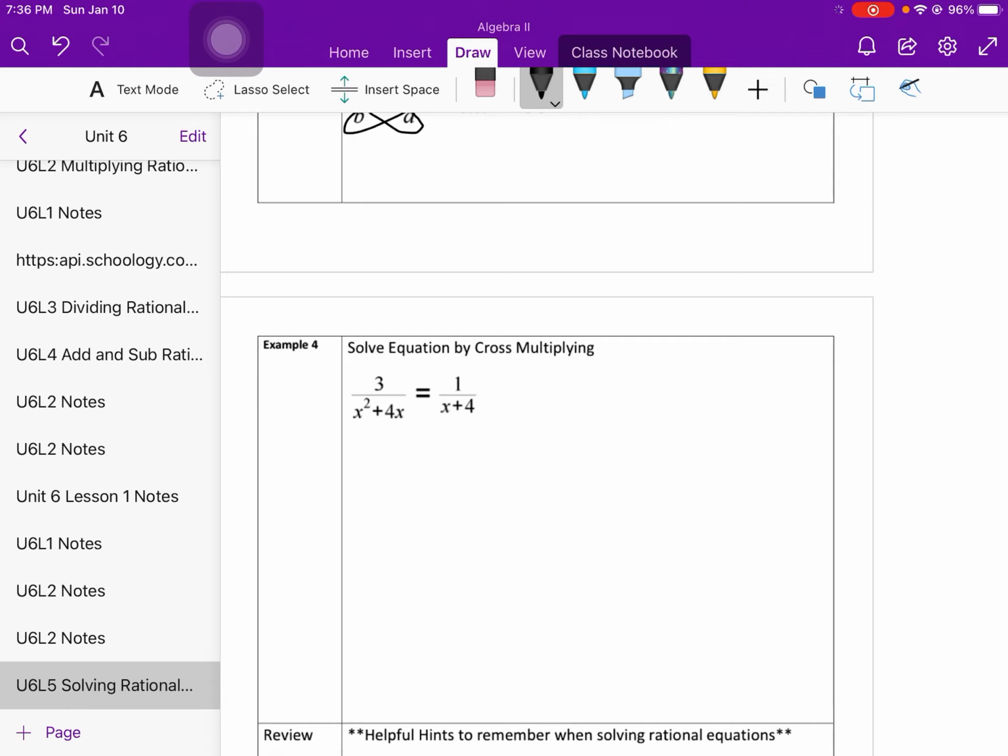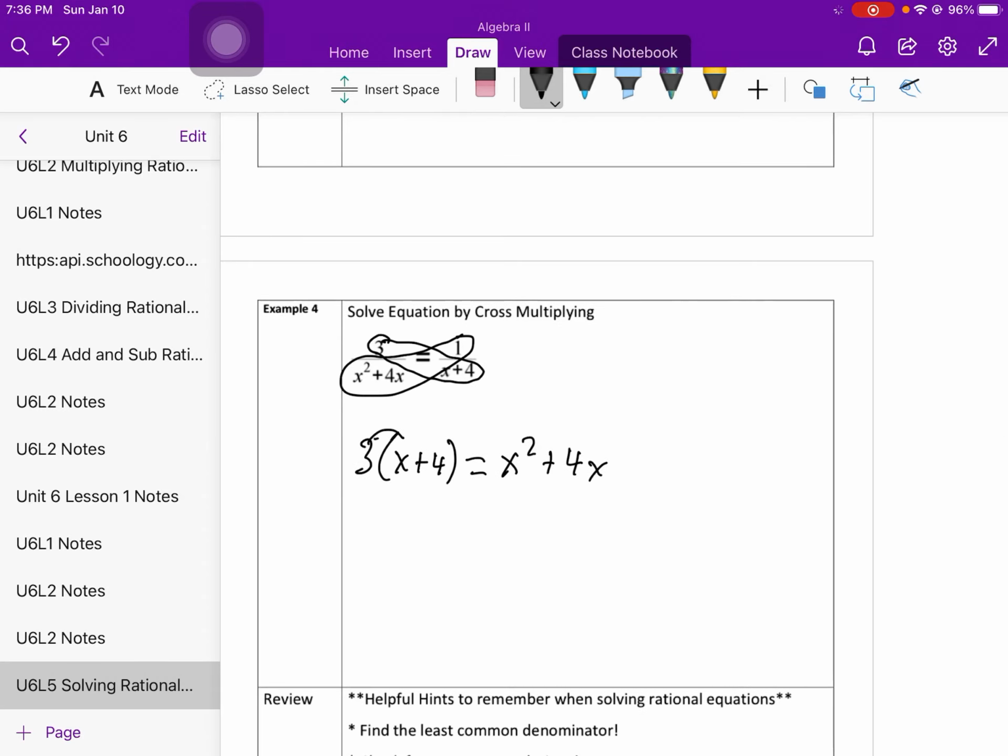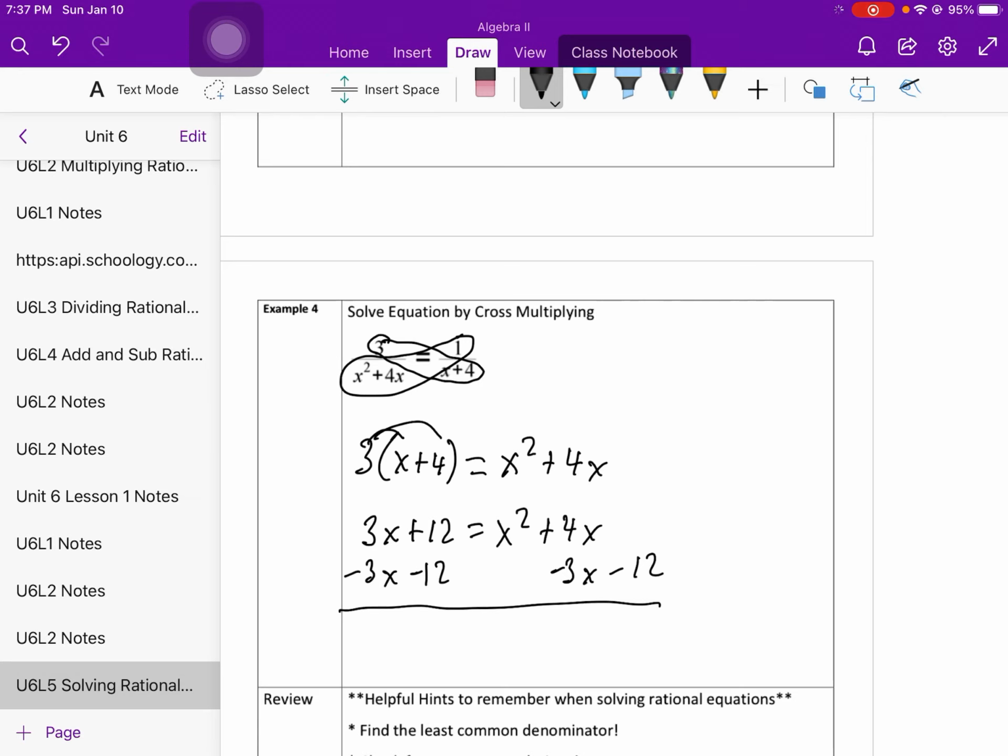So what we're going to do here is just multiply the cross sections. So 3 times x plus 4 is equal to 1 times x squared plus 4x. So we're just going to call that x squared plus 4x like this. All right, now we're going to solve. So distribute the 3. We get 3x plus 12. And then we have x squared plus 4x. We want to get everything on one side, preferably on the x squared side. So I'm going to subtract 3x and subtract 12. And this side is going to become 0 equals x squared plus x minus 12.